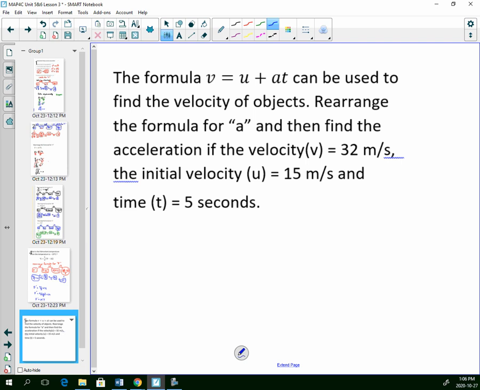So this one is also an application. We have a formula for velocity. So velocity is determined by taking your initial velocity, which is represented by the letter U, and then adding the acceleration, right? So a is acceleration times time, and time is t. Okay, so we want to rearrange the formula for acceleration.